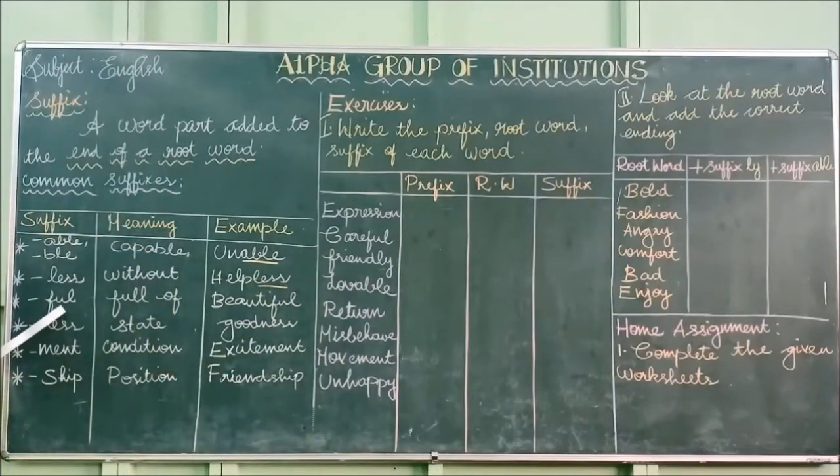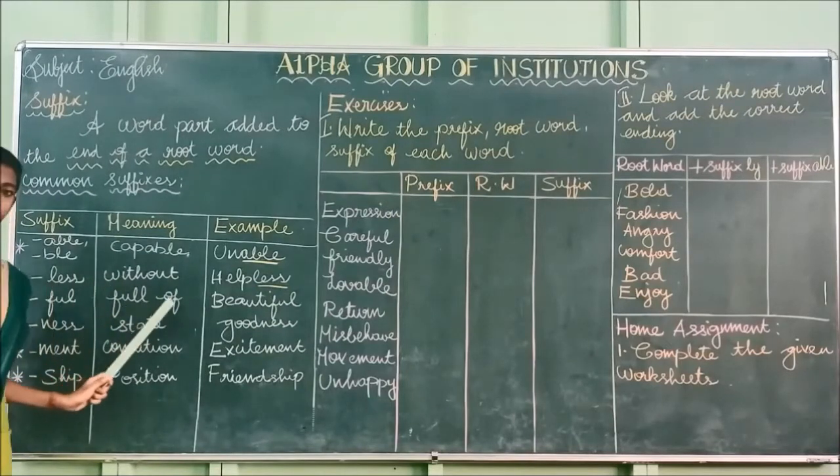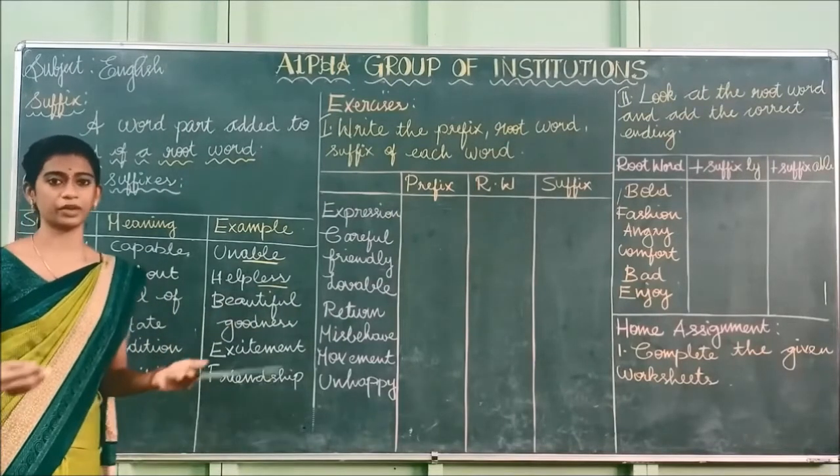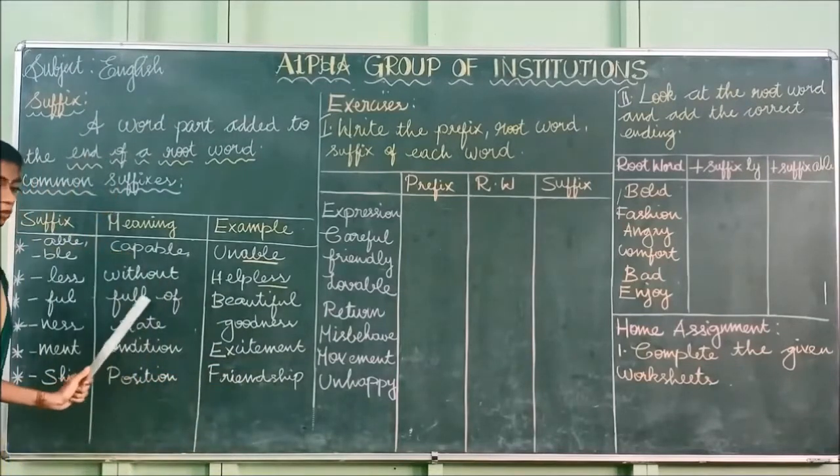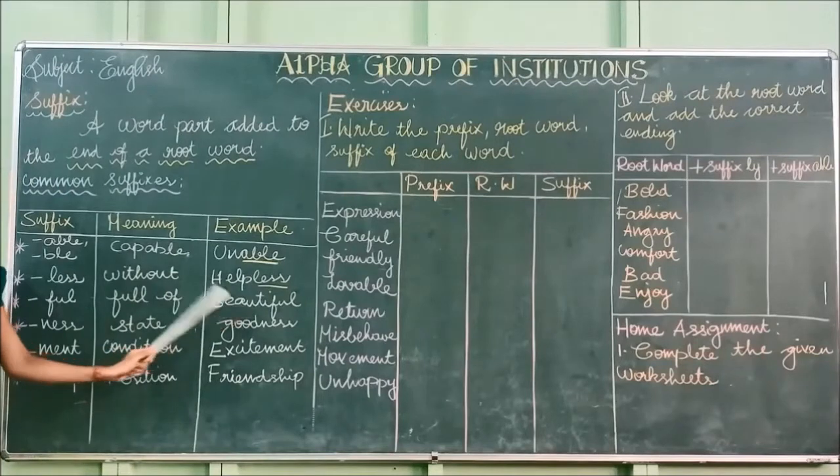And the next one is full. Full means full of. So the meaning of full is full of, beautiful. For example, she looks very beautiful. So full of beauty, so beautiful.